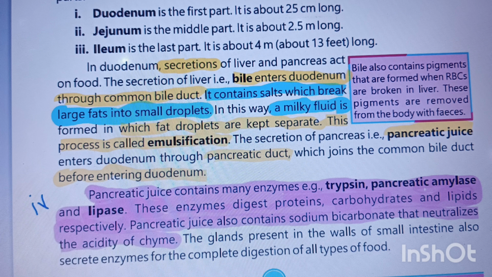Pancreatic juice contains many enzymes like trypsin, pancreatic amylase, and lipase. These enzymes help in digesting different larger food particles, such as proteins, carbohydrates, and lipids, etc. Pancreatic juice contains sodium bicarbonate, which neutralizes the acidity of the chyme. Glands that are present in the walls of the small intestine also secrete some enzymes to make the complete digestion of food possible, so that food can be completely digested.